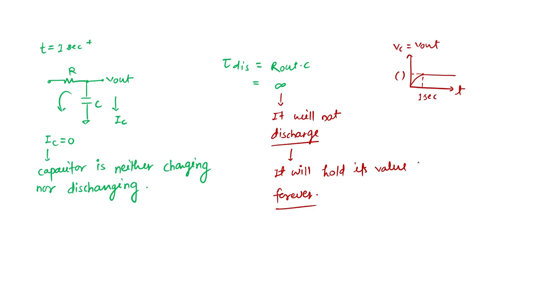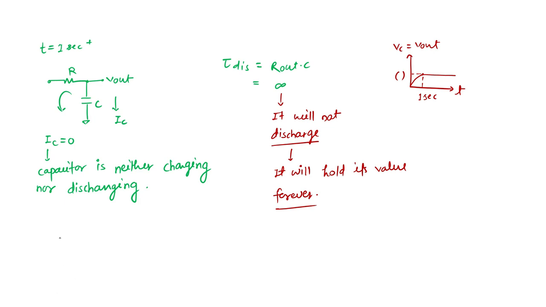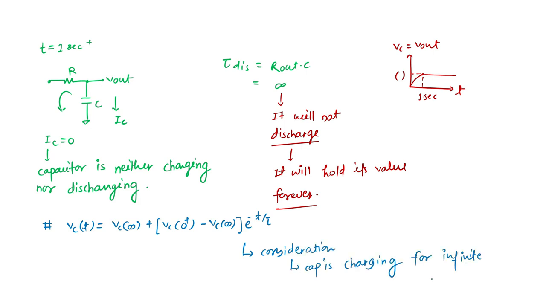We know the value at tau, but we'll also approach it through the equation so that we can find the exact solution. So what is the charging equation of the capacitor? The one fundamental rule that we know for a first order system is VC infinite plus VC 0 positive minus VC infinite, times e to the power minus t by tau. In this equation, we are considering that the capacitor is charging for infinite time.